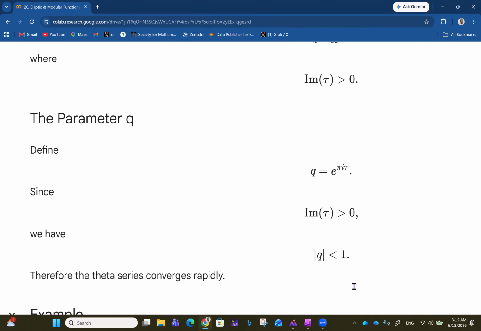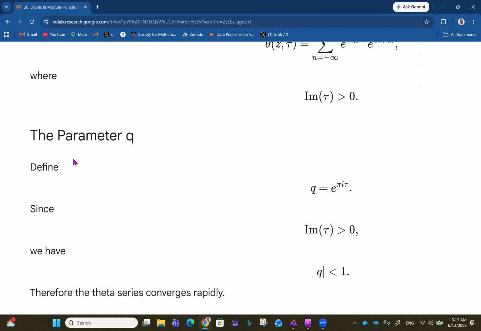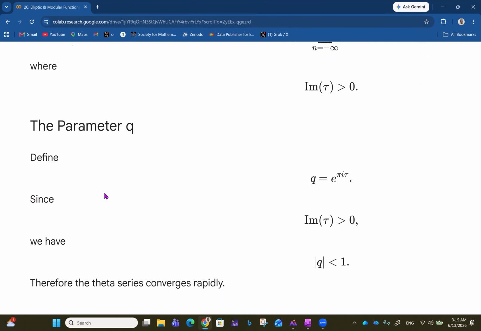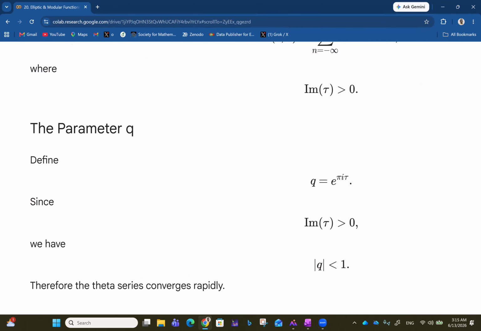And then we also have the parameter q. If you define q to be e raised to pi i tau, did you see that here? Okay, we have q to be e to the pi i tau, right? Since the imaginary part of tau is greater than 0, we can have that the absolute value of q is less than 1. Therefore, the theta series converges rapidly.